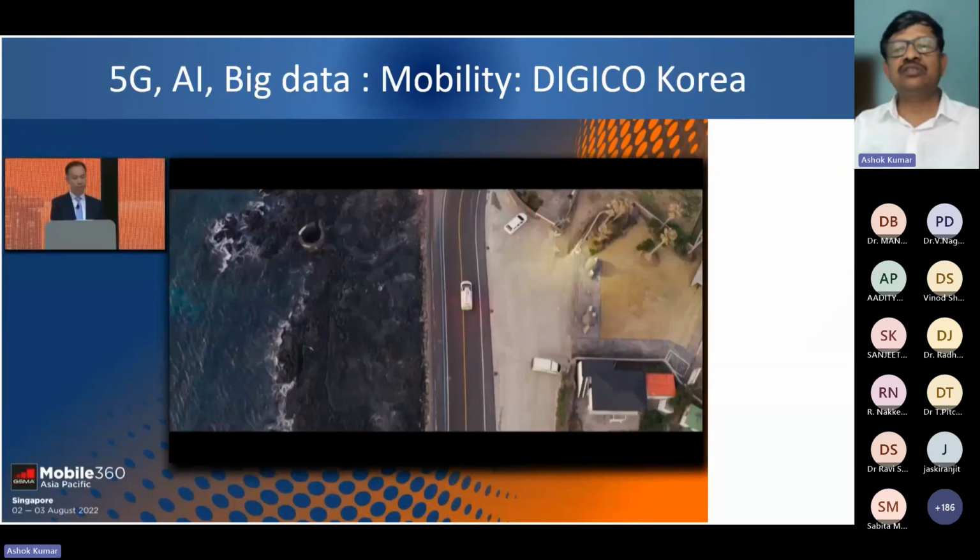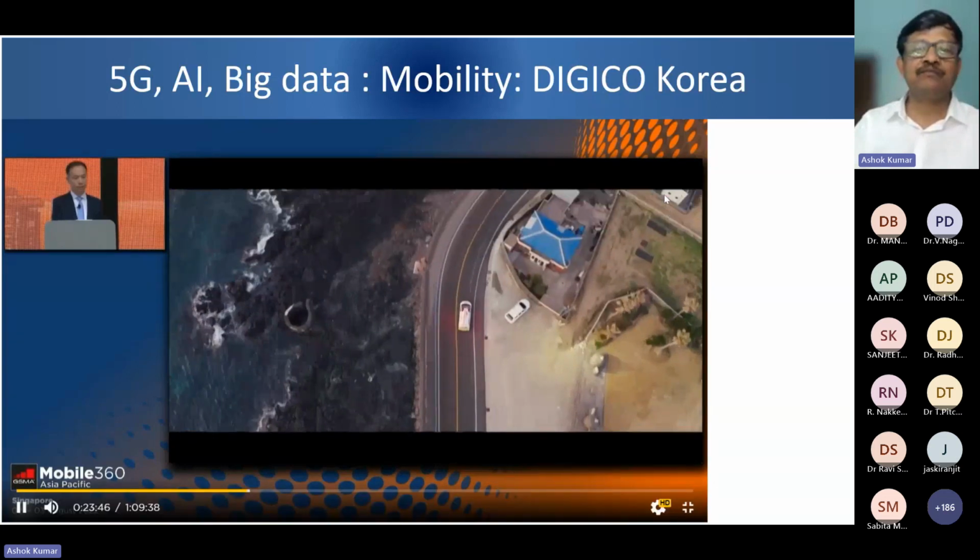I wanted to show you something. So I was at Mobile 360, the conference in Singapore, in August 2022, wherein DGCO Korea, an SK Korea company, an SK Telecom subsidiary company, had developed many use cases on 5G, and they were showcasing them in that particular event, how 5G, AI, and big data can be used to create use cases. So let's see quickly.